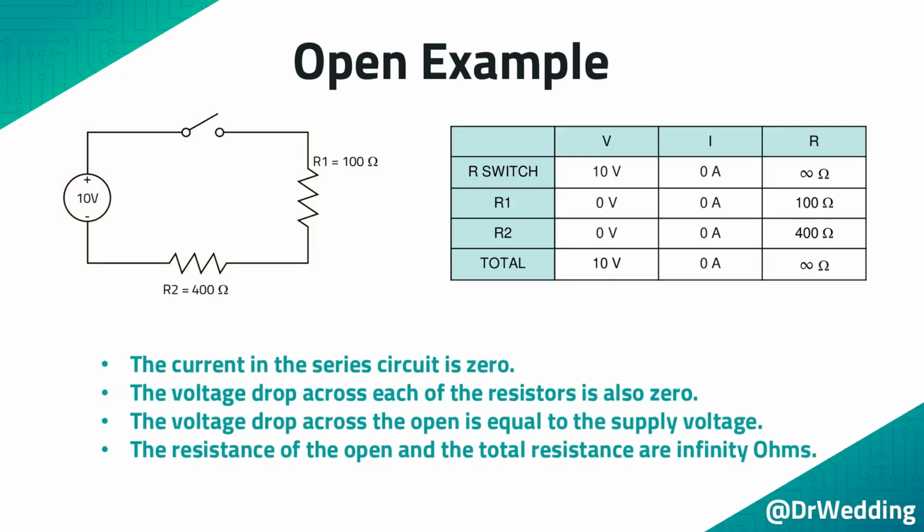The explanations and the calculations were done so you could understand what is happening with the open. But a circuit with an open can be reduced to 4 simple rules. The current in the series circuit is 0. The voltage drop across each of the resistors is also 0. The voltage drop across the open is equal to the supply voltage. And the resistance of the open and the total resistance are infinity ohms. These rules can be applied to any series circuit with an open, a break, or a gap.